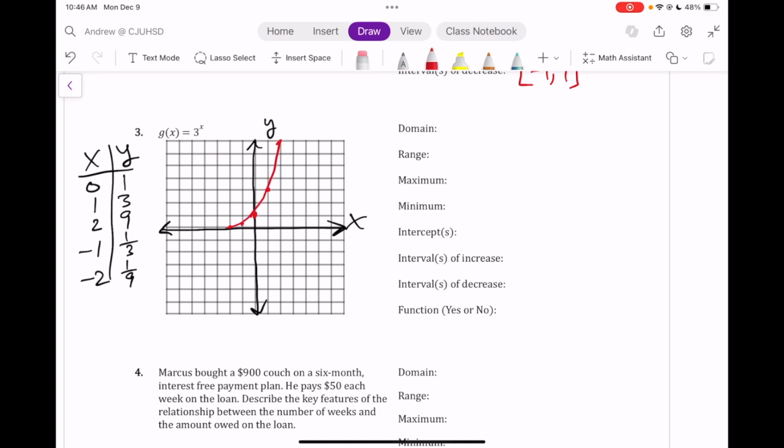And there we go. Now, the domain here is any number. Any number can be taken as the power of 3. Now, there's a couple of different ways to write this. One way to write this is R. That R stands for all real numbers. Or, here's another way. In the interval notation, we can use infinity. That's right. There's a symbol for infinity. It looks like this.